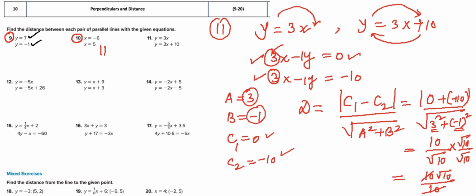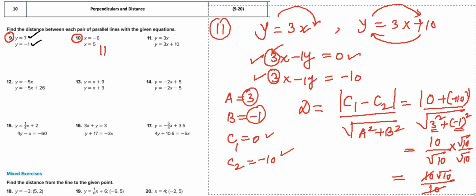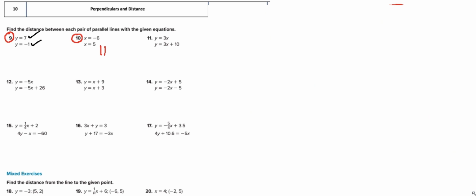So in this question, it is very important to change into standard form and then get the values of c1, c2, a and b. Let me discuss one more question. Any question you can try here. Look at the question number, I will take one more question from here. Apply the formula, please: c1 minus c2 divided by the square root of a square plus b square. This is the distance between two parallel lines.